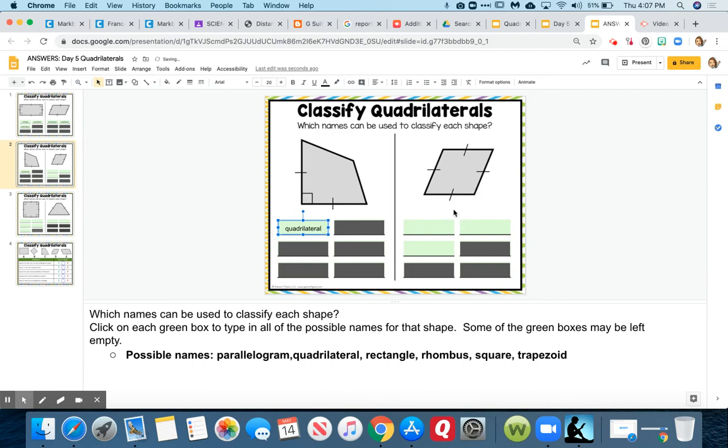This shape here, all sides are equal, and this side and this side are parallel, and this side and this side are parallel. So that is, yes, you got it, a rhombus. But remember, if it's a rhombus, it means it's also a parallelogram. And a parallelogram is also a quadrilateral.